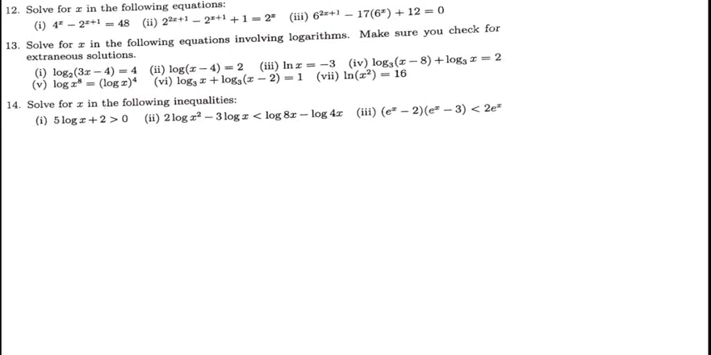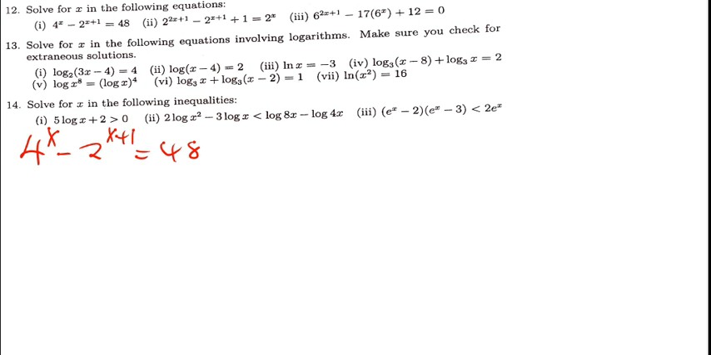In this tutorial, we are going to talk about solving equations of logarithm and exponential, as well as logarithm inequality and exponential inequality. So let's begin our discussion with solving exponential equation. The first question which I have here with me is 4 raised to the power x minus 2 raised to the power x plus 1 to be equal to 48.